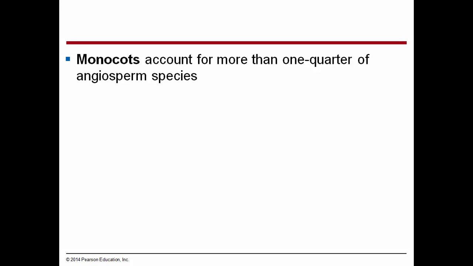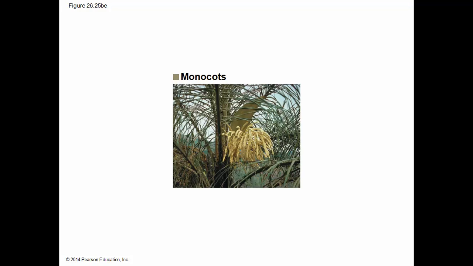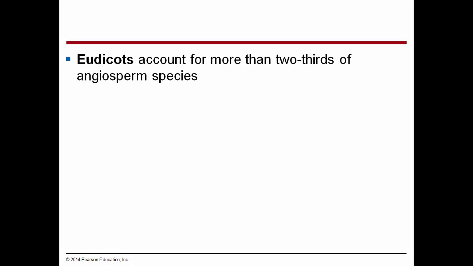Monocots account for more than 1/4 of angiosperm species. Eudicots account for more than 2/3 of angiosperm species.